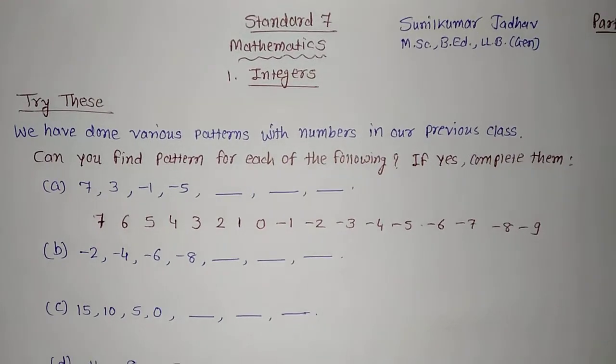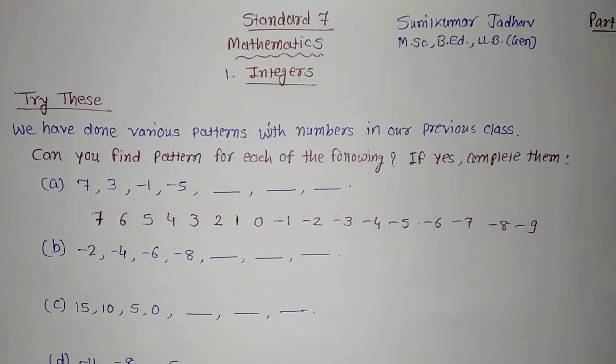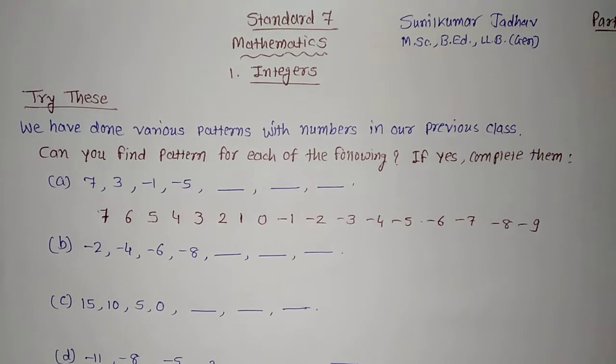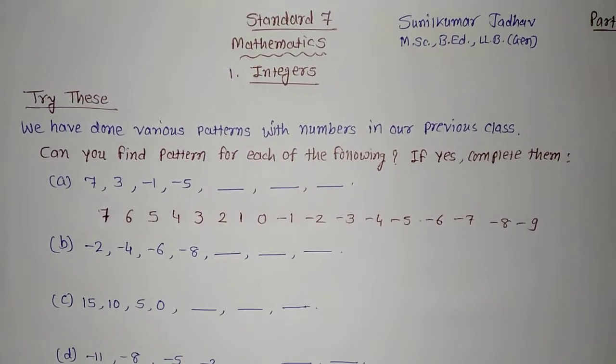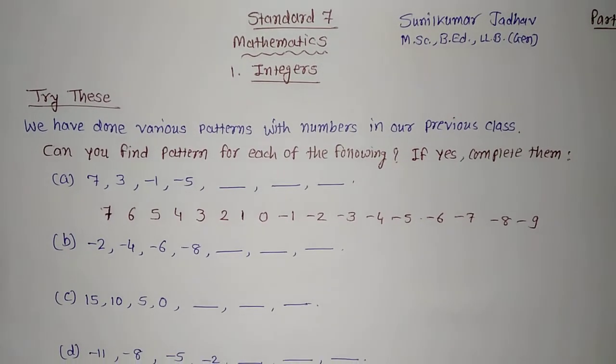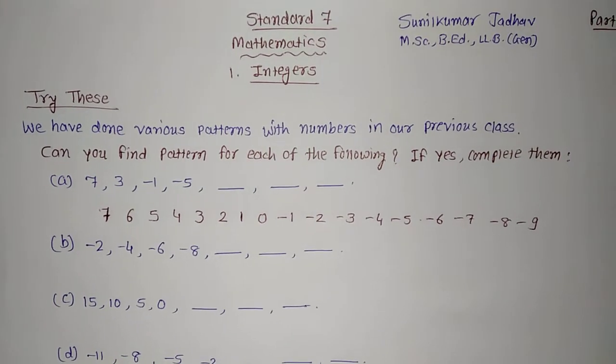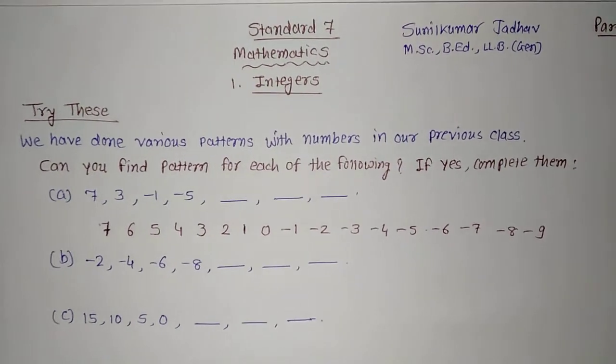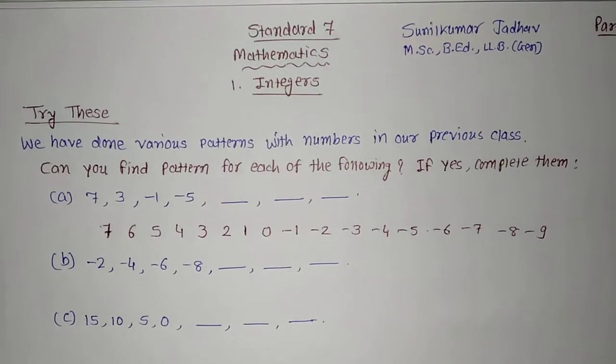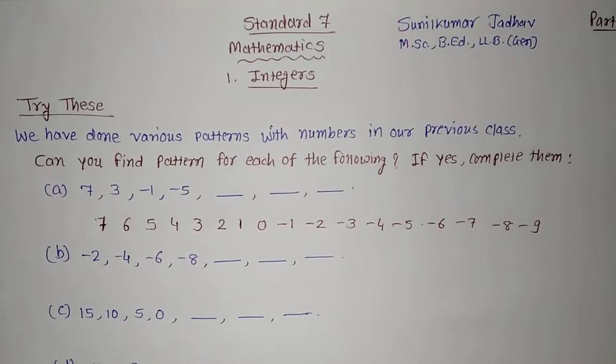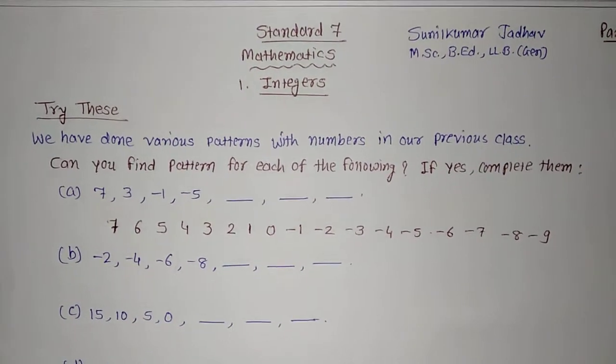Sometimes in students' minds it comes that on the number line the right hand side is always a positive number and the left hand side is always a negative number, but it is a misconception. At 0, on any one side you can keep all positive integers and on any one side you can keep negative integers. Let us find out the pattern and we'll write our answer.